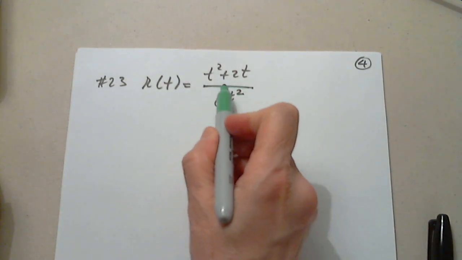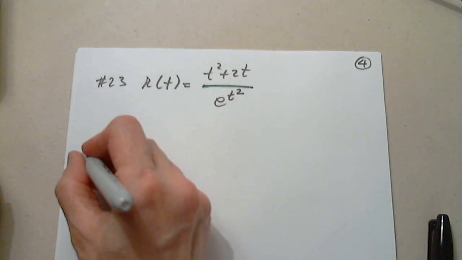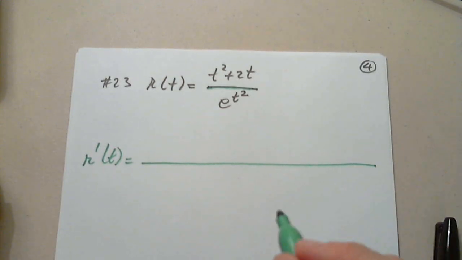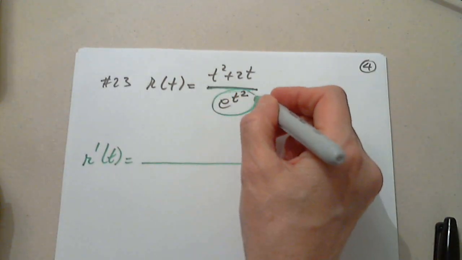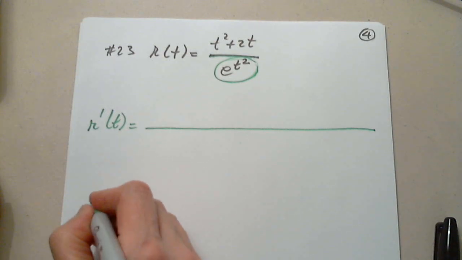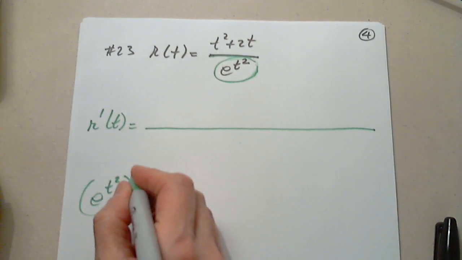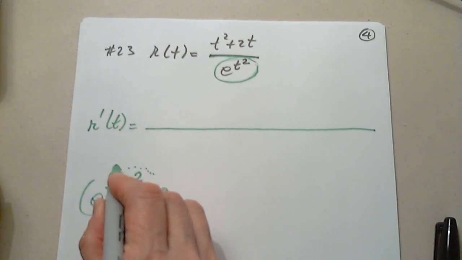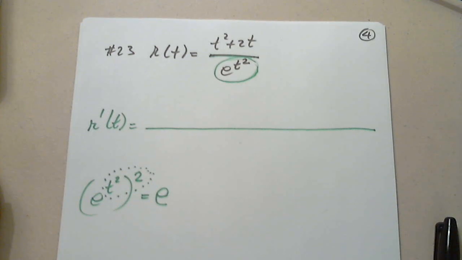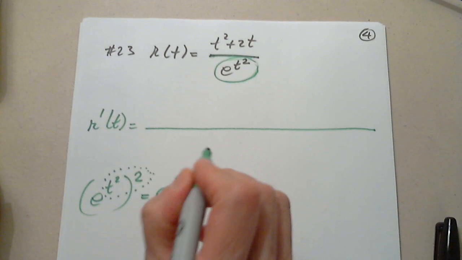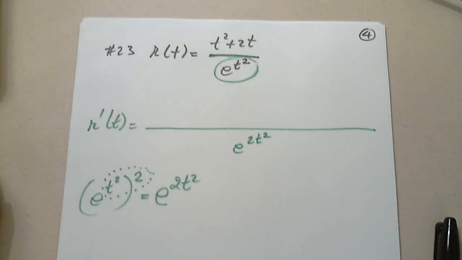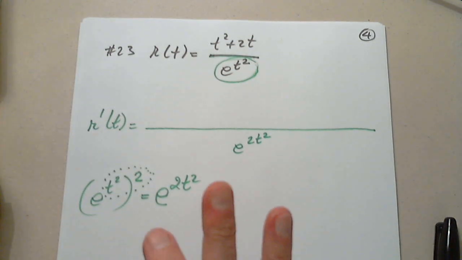Yes, so we have the quotient rule. Yes, so then r prime of t. I have to square this. So let's refresh our memory. How do we square e to t squared, squared? We copy the base. What do I do with these exponents? Multiply them? Exactly. Thank you very much. 2t squared. Awesome. So this is e to 2t squared. Great job. Thank you. Now I have to use the formula.